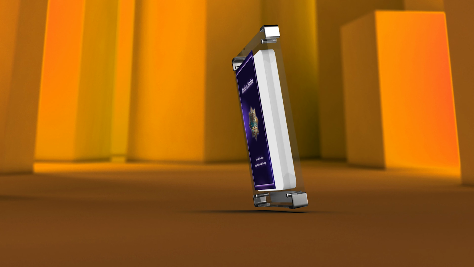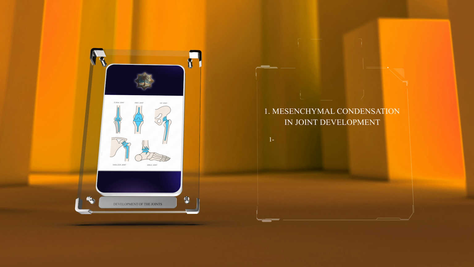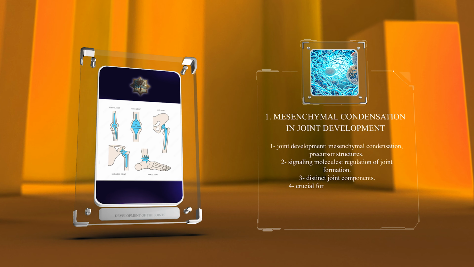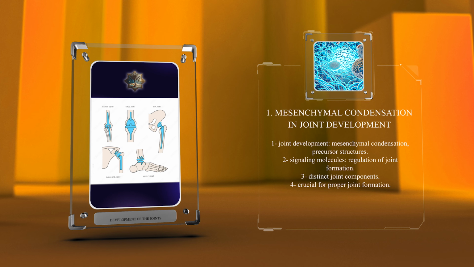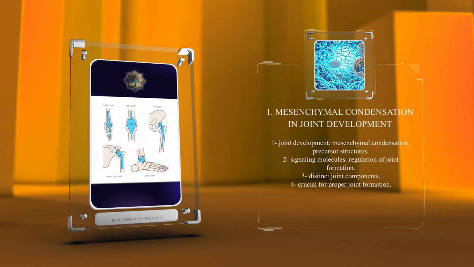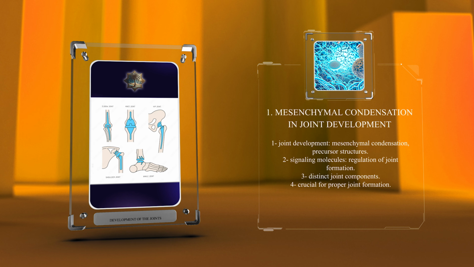In summary, joint development begins with mesenchymal condensation, where cells aggregate to form precursor structures. Signaling molecules regulate this process, leading to the establishment of distinct joint components. These events are crucial for proper joint formation.